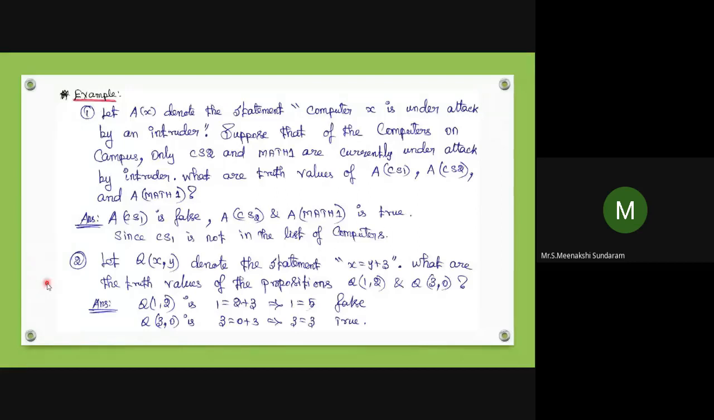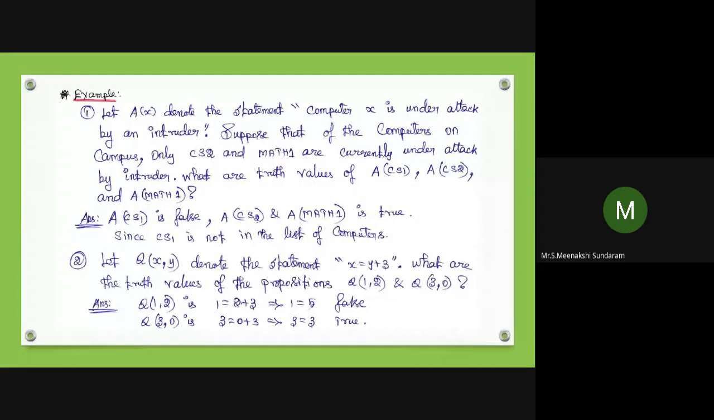Once again, that is system 2. Which is the truth value here? For CS1, it is not mentioned in the above statement, and only CS2 and Max 1 computers are attacked by the intruder. So the first case is false. The remaining two are true statements. Yeah, that's all.